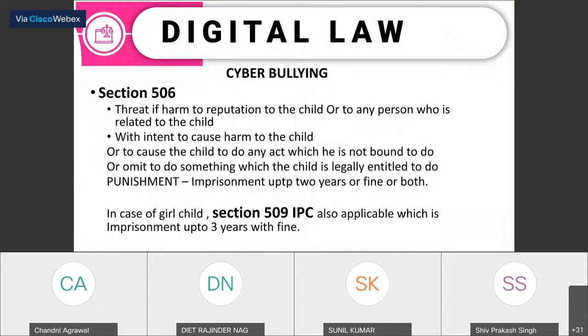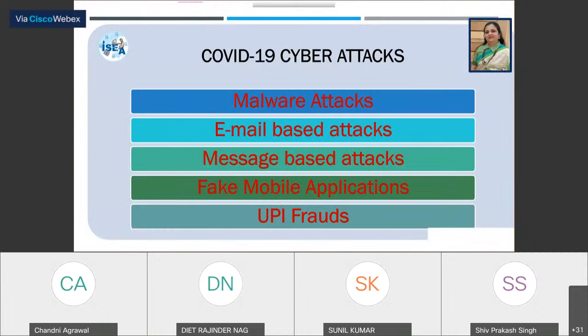So for cyberbullying, under section 506, harming the reputation of a child or any person who is related to the child is cyberbullying, with intent to cause harm. For this, imprisonment up to 2 years or fine or both. Section 509 IPC: if the child is a girl child, then imprisonment increases up to 3 years with fine.